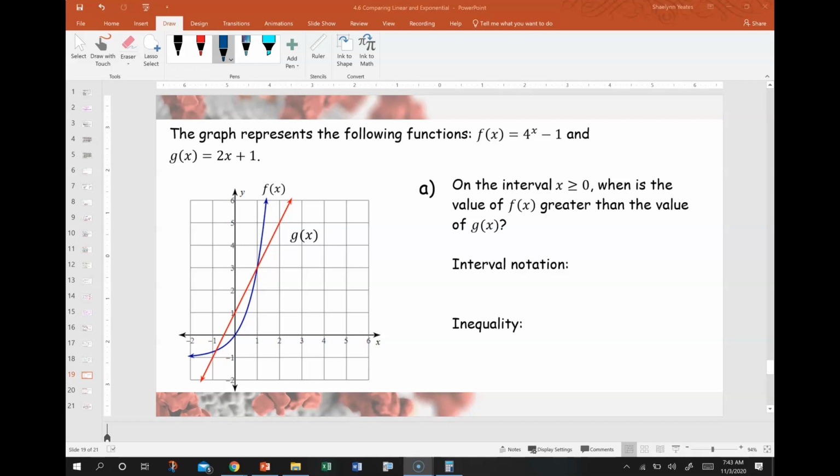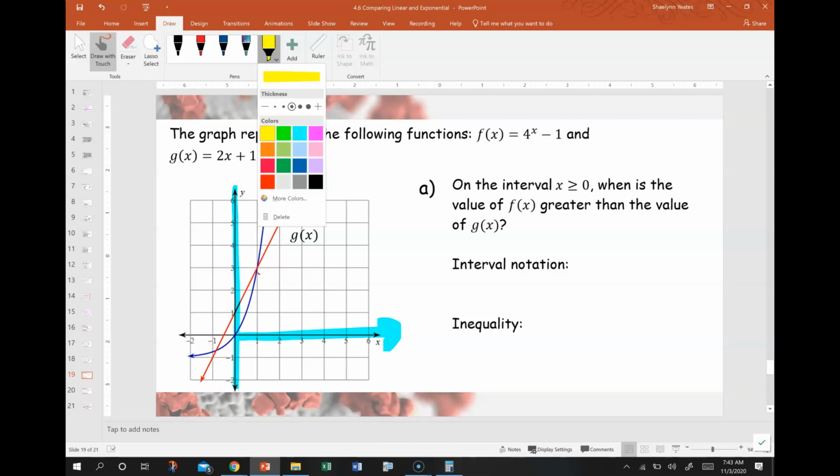It's fine. Okay, on the interval of x is greater than or equal to 0. So, everything after this. When is f of x, so the blue line, greater than g of x? So when is the blue line, let me get a highlighter. When is the blue line taller than the red line?